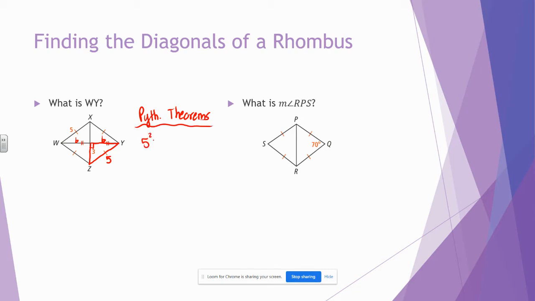We have 5 squared is equal to 3 squared plus b squared. 25 is equal to 9 plus b squared. Subtract 9, 16 is equal to b squared. And we get 4 equals b. One of our nice Pythagorean triples, we call that when we get nice numbers. So we get 4 right here. We double that for the whole length across. So 2 times 4 is equal to 8.